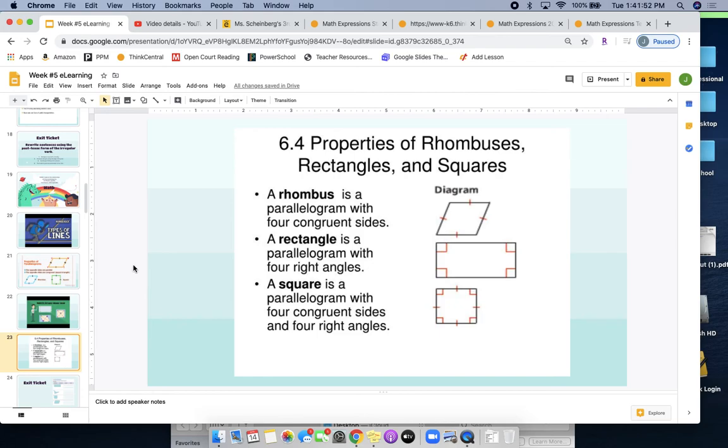Alright, so we're going to look at the properties of rhombuses, rectangles, and squares. A rhombus is a parallelogram with 4 congruent sides, as we see over here with the 4 dashes. A rectangle is a parallelogram with 4 right angles, which we see over here. And a square is a parallelogram with 4 congruent sides and 4 right angles.